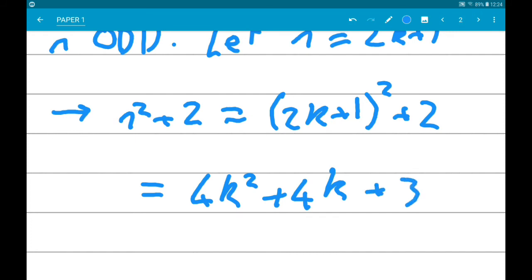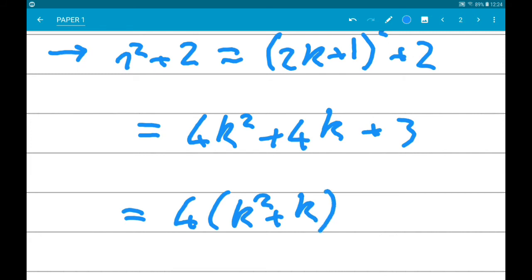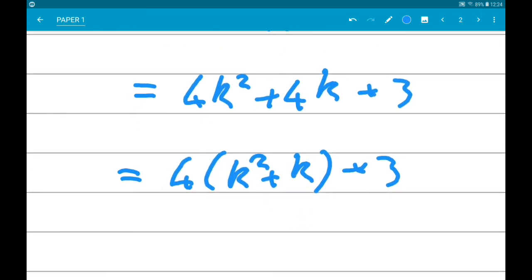Now, we could say so that's odd, or we could say this is 4 lots of k squared add k add 3. So that is not divisible by 4.